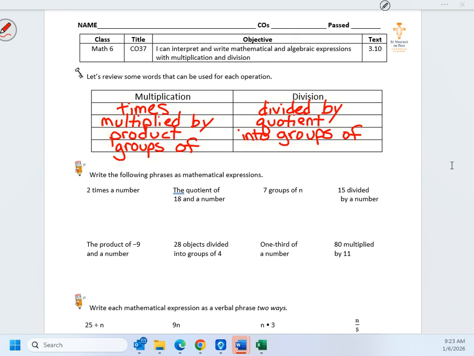Objects divided. Yep, we could say the divided. Any other thoughts? There's not a lot for division on my list, but again, we can always add to it. Okay? All right, so like we did yesterday, we're going to be putting verbal phrases into expressions, and then we'll put expressions into verbal phrases. So let's practice with a couple.